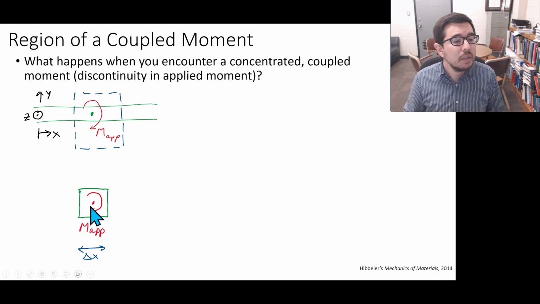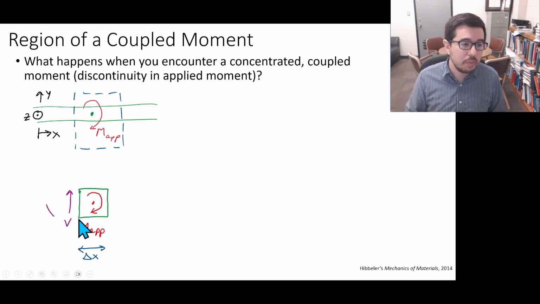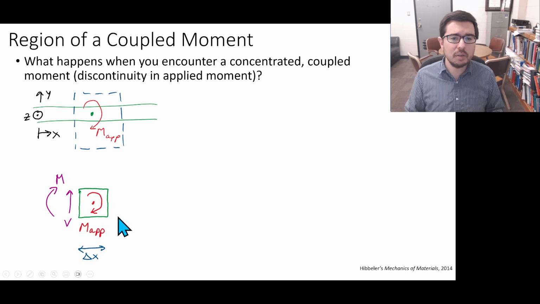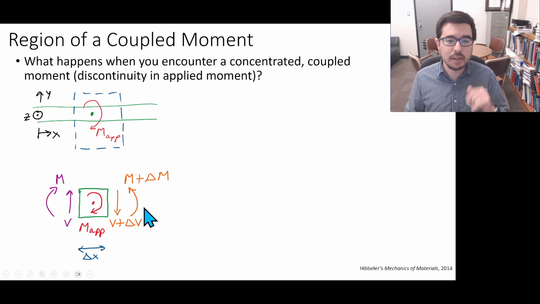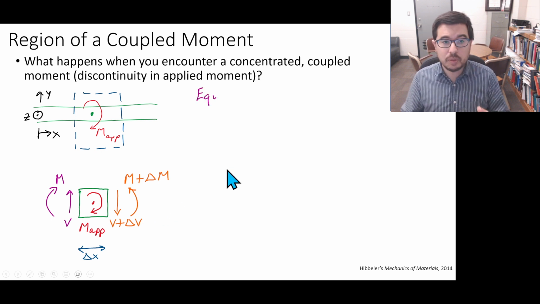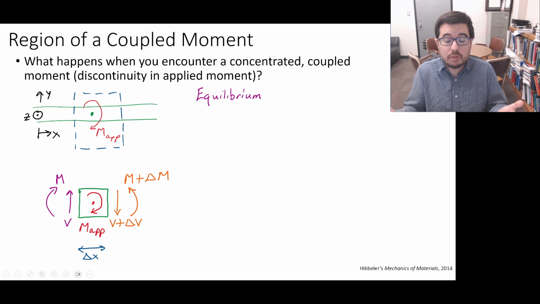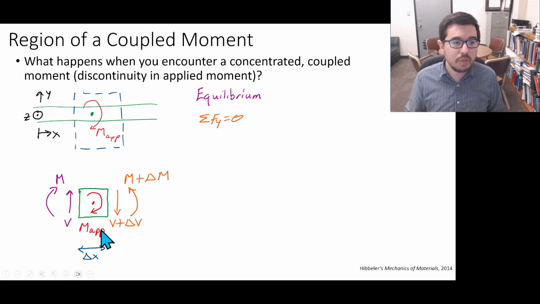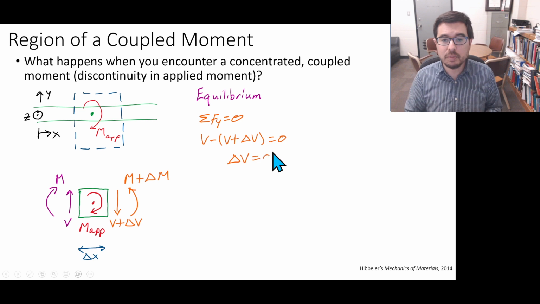So on the left side, we can once again put an internal shear force and an internal bending moment. And on the right side, after we progress some amount delta x, we can say, hey, it's changed just a little bit. So V plus delta V and M plus delta M. We do the algebra associated with equilibrium for the forces. So the sum of the forces in the y direction is going to be equal to 0. What are our forces? Just V and V plus delta V. So we write them out and we set them equal to 0, and we get delta V equals 0.